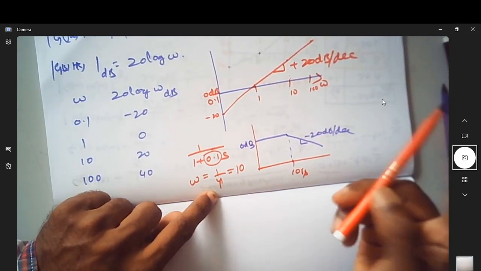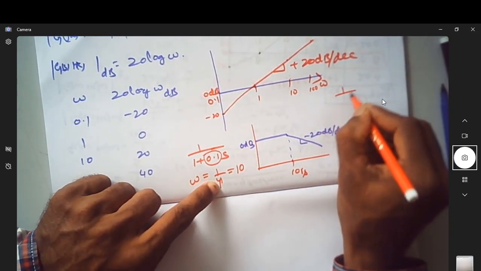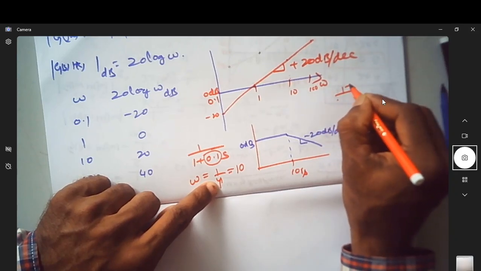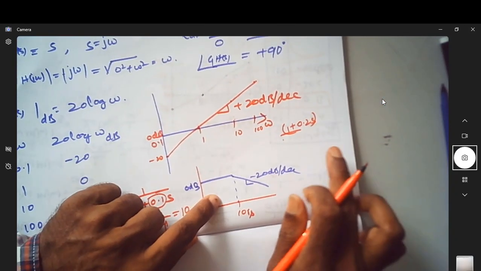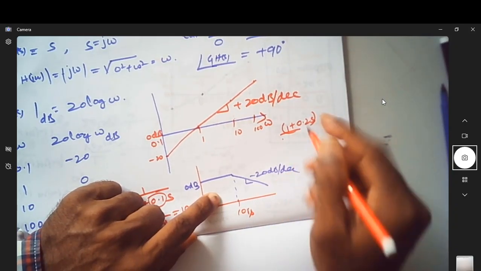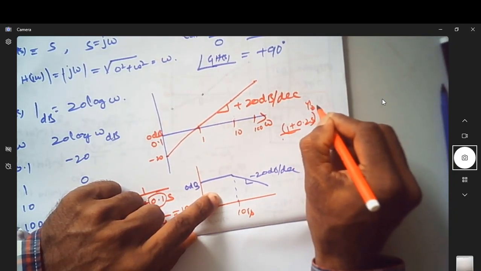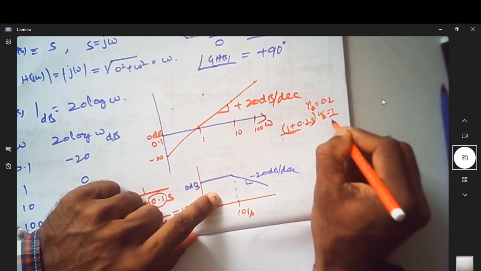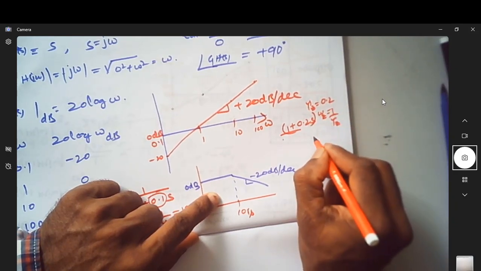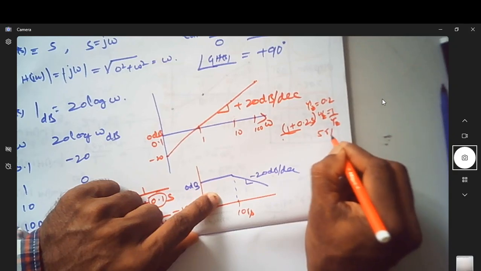Similarly, if you have a term which is 1 plus 0.2 s, now there is a 0 at a finite place. Where is the 0? Tau z is nothing but 0.2. Then what is omega z? It is actually 1 over tau z. So 1 over 0.2 is 5 radian per second.